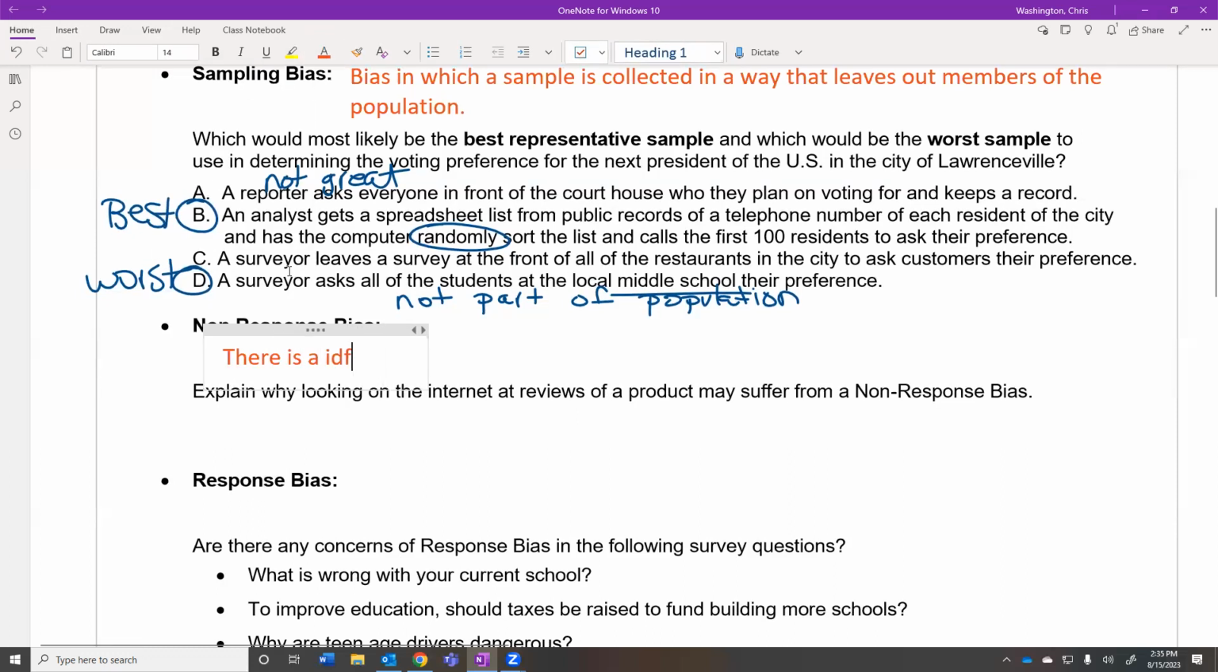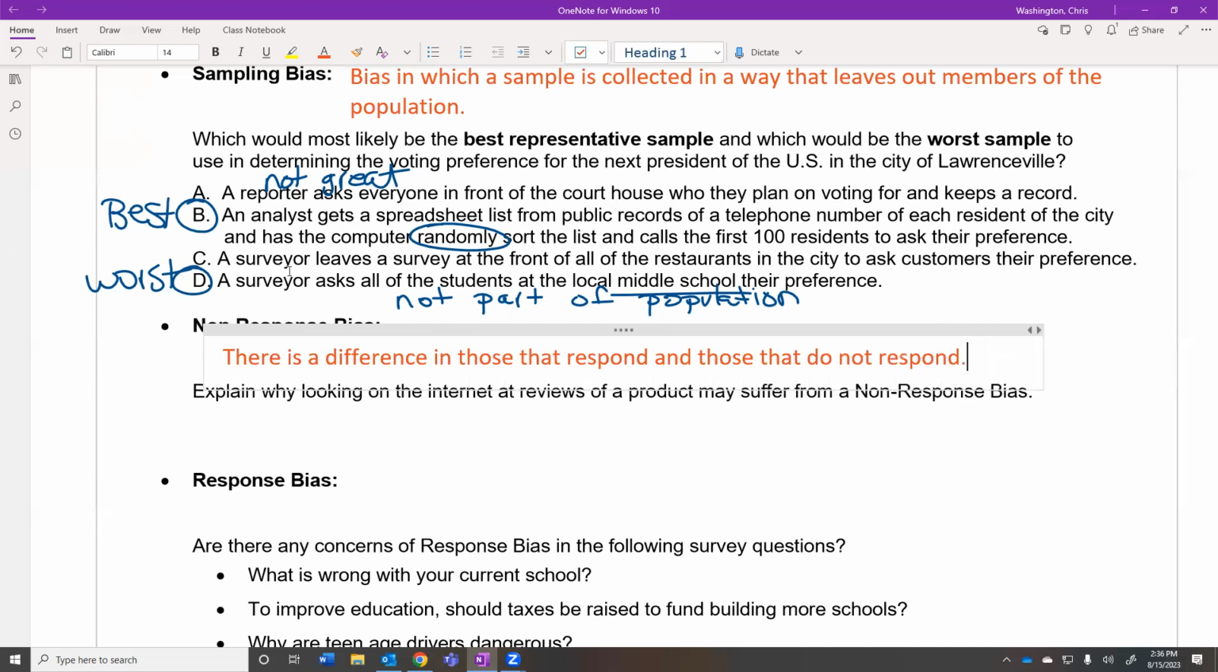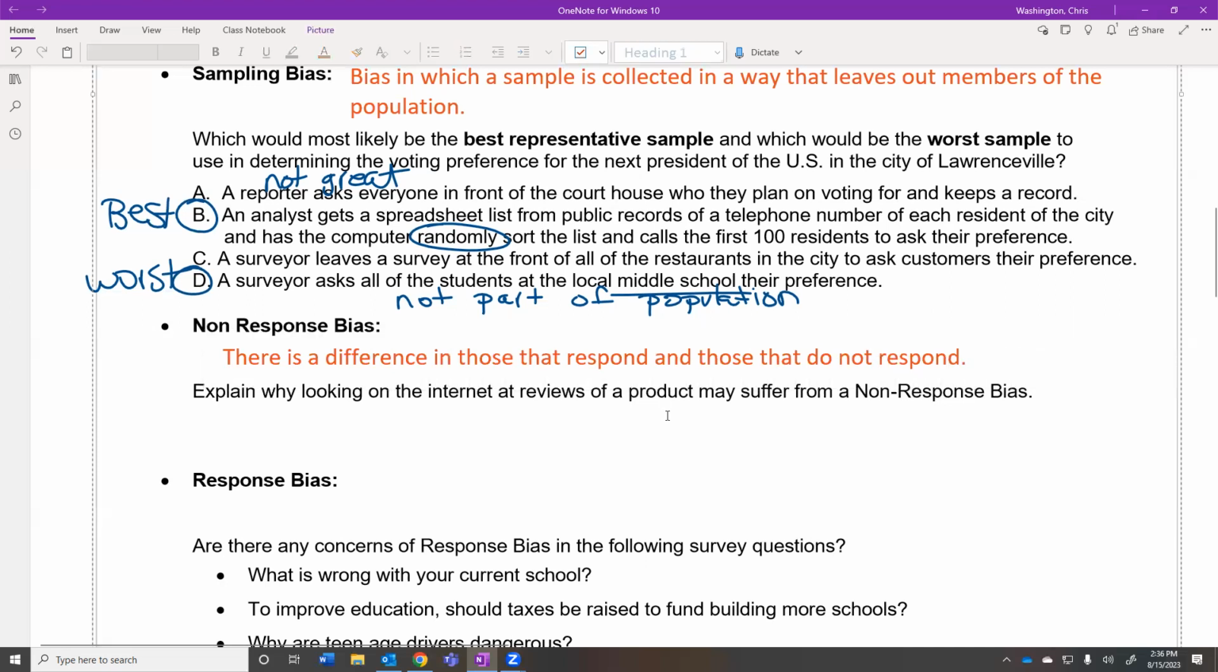There is a difference. I guess we could put a major difference maybe, but there's a difference in those that respond and those that do not respond. Who's more likely to fill out a survey? Who's more likely at a restaurant? There's comment cards that you can fill out and you can rate your meal and your experience at that restaurant from 1 to 10. Who's more likely to fill that comment card out? Somebody that's mad, somebody that has not had a very good experience there.